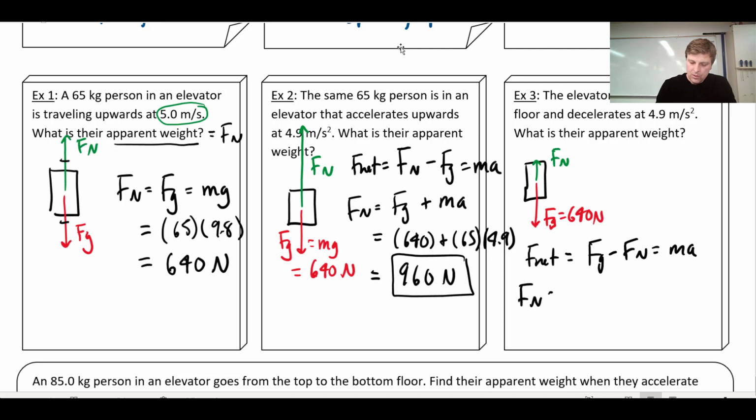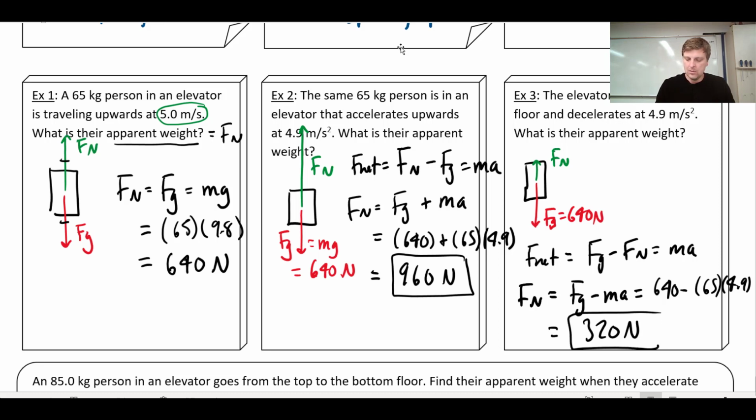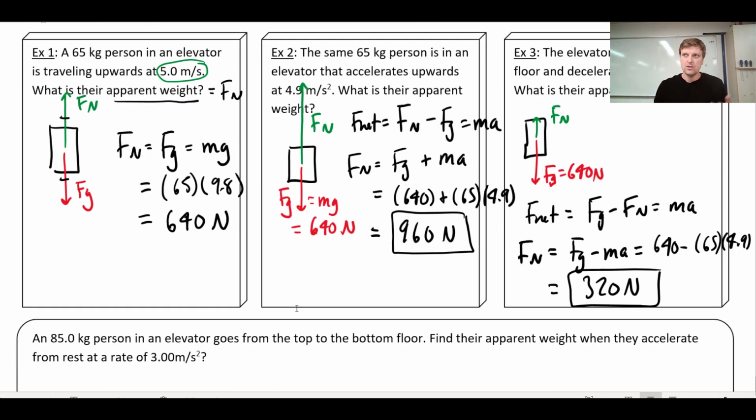And so the normal force is going to equal the difference between Fg and ma. So that's 640 minus 65 times 4.9, and this ends up being right around 320 newtons. Okay, so again, the take-home message with this is you first just have to identify which way it's accelerating. The direction that it accelerates is going to change your equation. There isn't one equation you can use to find the normal force, because you have to first figure out, is the normal force a winner or a loser?